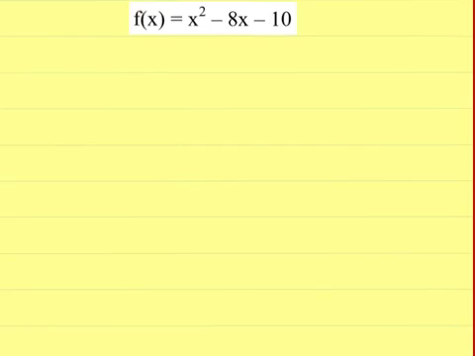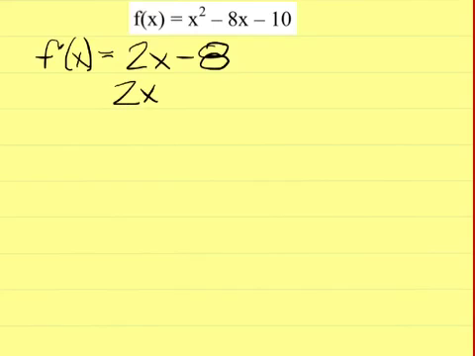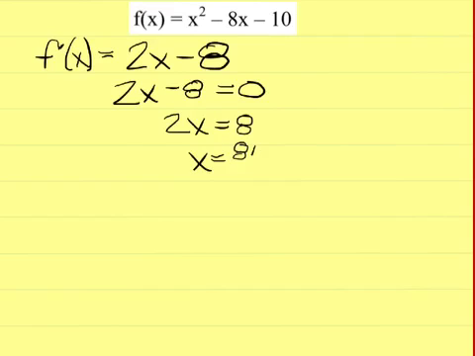Step 1 is to find the first derivative. So the first derivative of the function in this case is going to be 2x minus 8. Now to find the critical points, you're going to have to set that derivative equal to 0. So 2x minus 8 equals 0. And then solve for x. 2x equals 8, and x equals 8 divided by 2, which is 4.